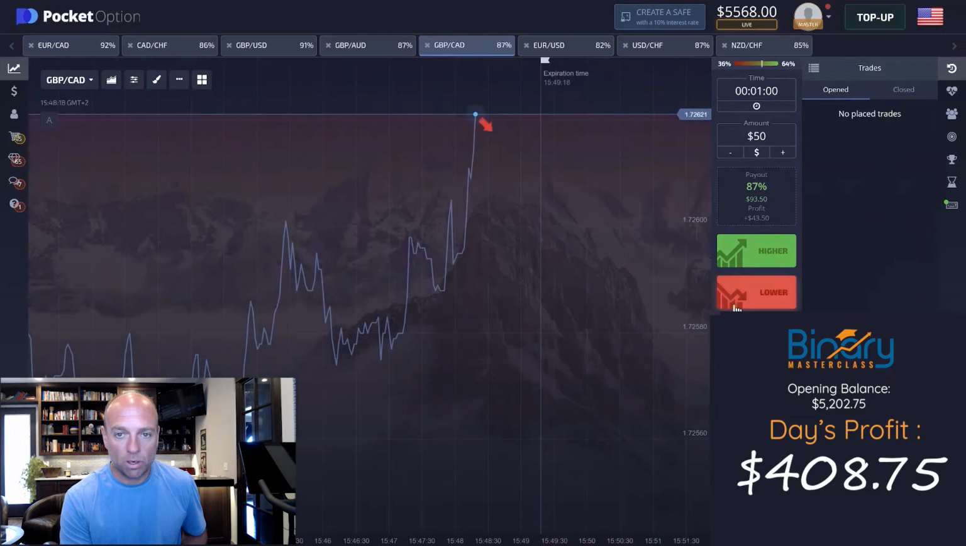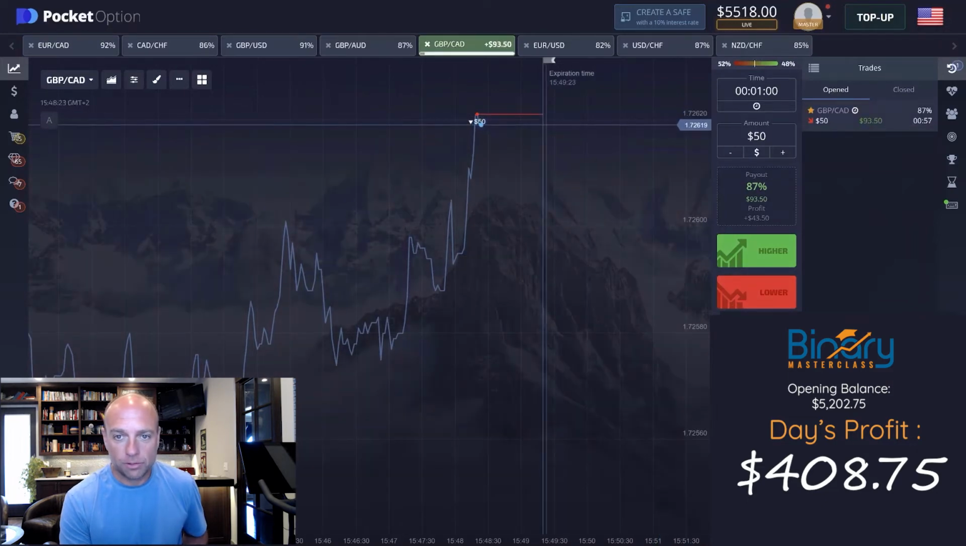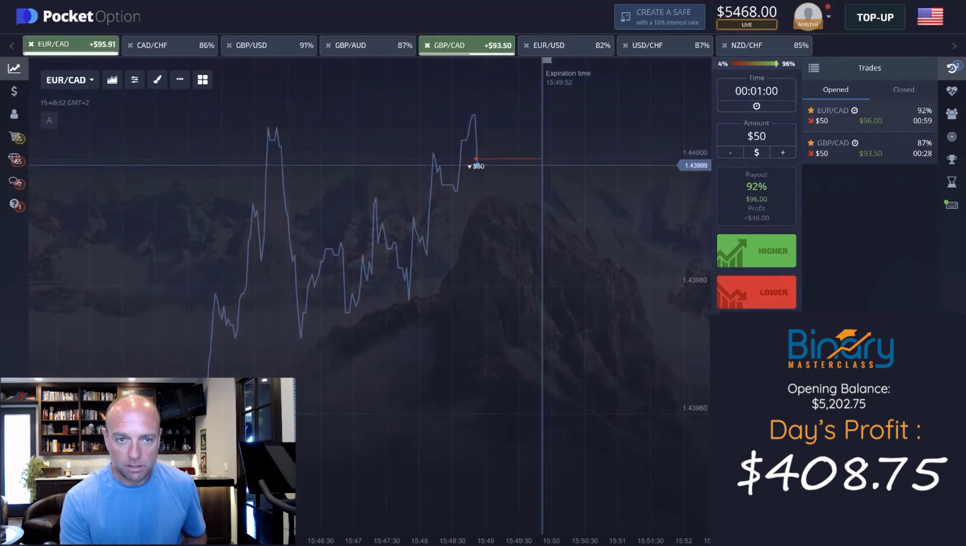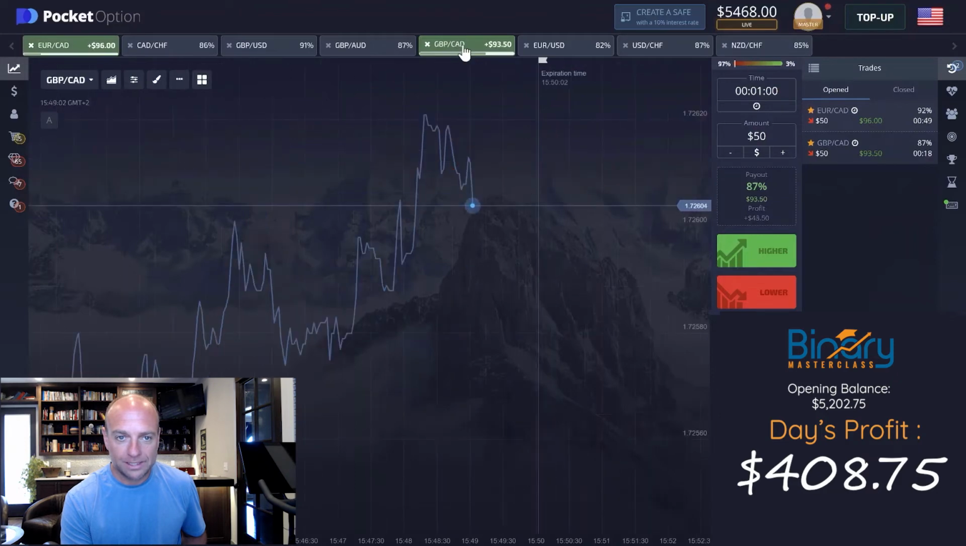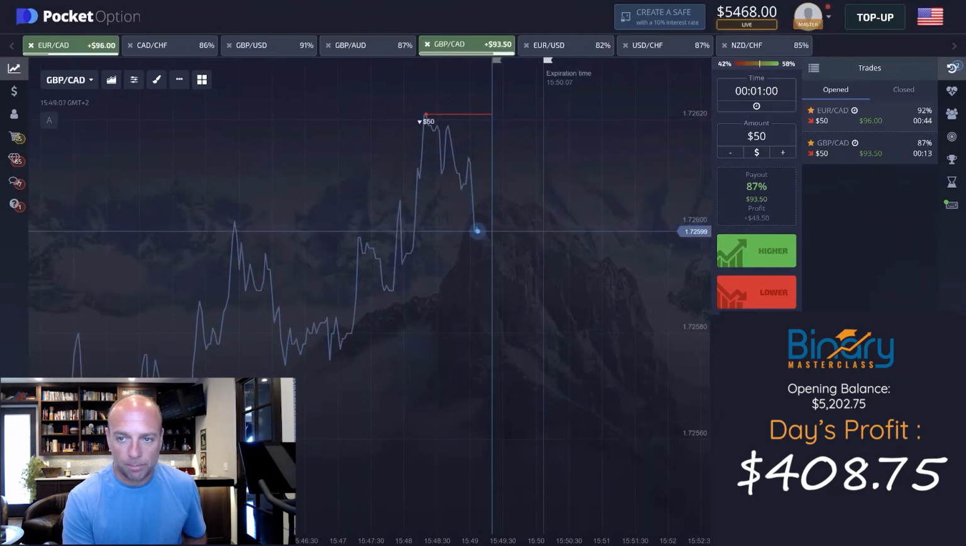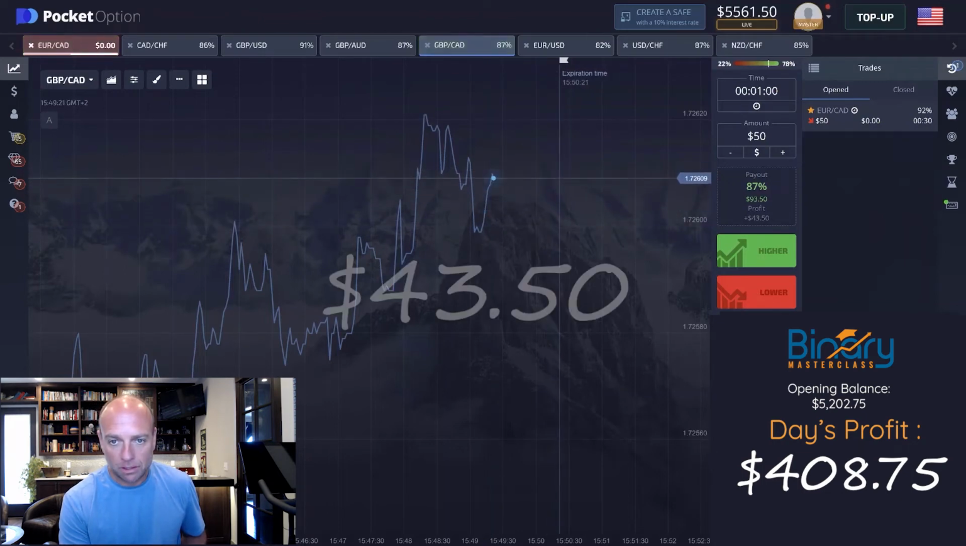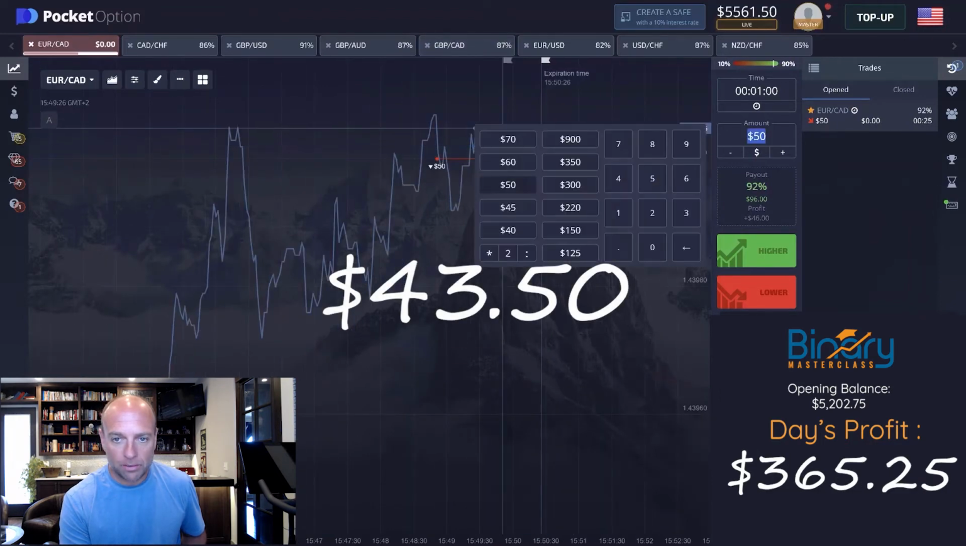Looking around, what do we want? Pound CAD, first entry put. Took it right at the first sniff of that resistance. It bounces off. We also take Euro CAD for a put because it looks like these CAD pairs are in fact dropping. Got in Euro CAD a little later, so we didn't get as great of an entry spot, but it shouldn't matter. At least it didn't there on the pound CAD.